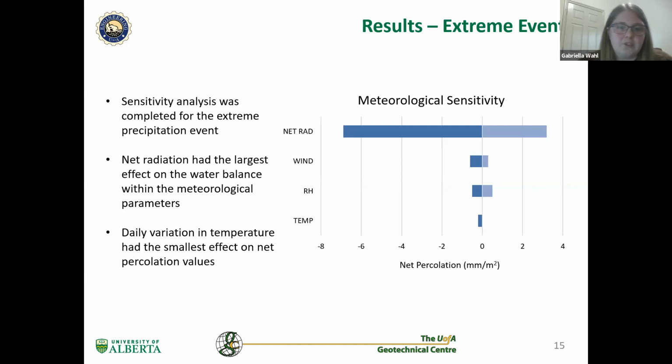And just another point, you can clearly see that the daily air temperature had the least effect on the net percolation that resulted in my analyses.